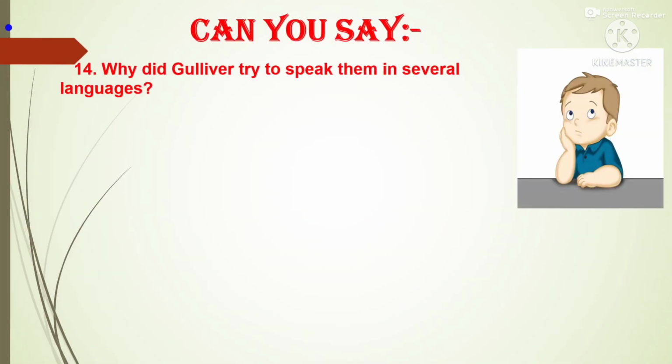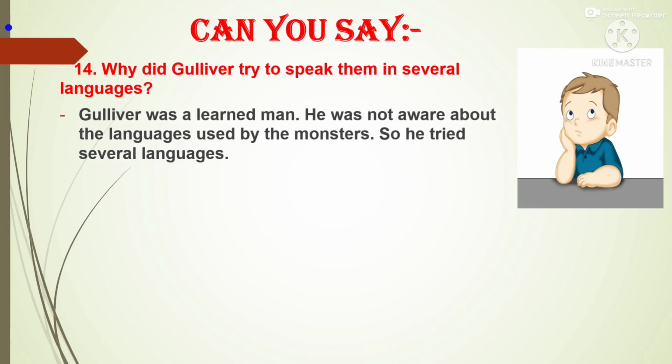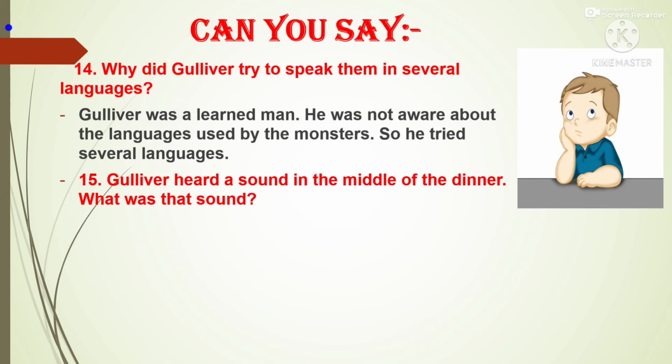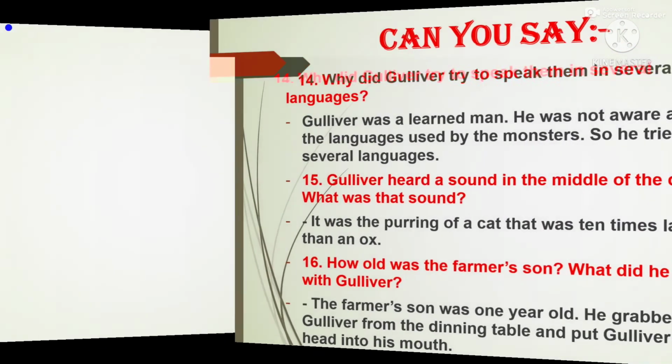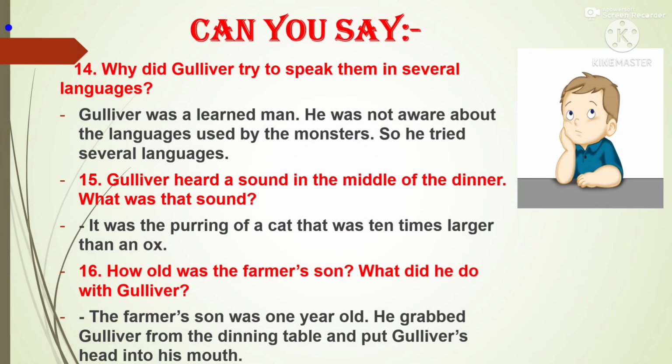Next, why did Gulliver try to speak to them in several languages? Gulliver was a learned man. He was not aware of the languages used by the monsters or giants, so he tried to speak to them in several languages. Gulliver heard a sound in the middle of the dinner. What was that sound? It was the purring of a cat, which was ten times larger than an ox.